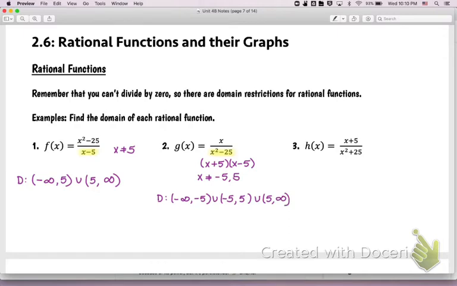Okay, last one, x squared plus 25. If we look at where that equals 0, it's not. The only solutions that equation would have would be imaginary solutions, and those don't live on the graph, remember? So there's nothing that would make that denominator equal to 0, so all x's are fine. So the domain here is going to be negative infinity to positive infinity.